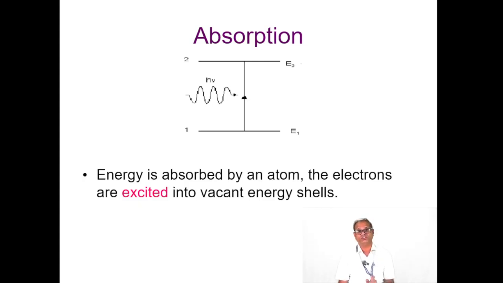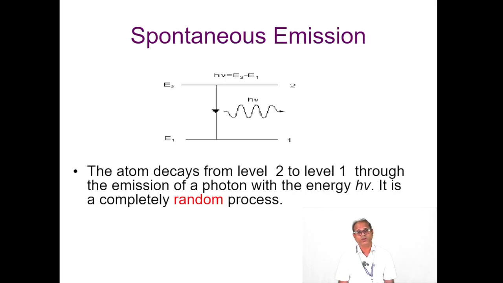Generally this process is occurring at the room temperature, normal temperature, since the number of atoms in the E1 state are greater as compared to the number of atoms in the E2 state, that is in the excited state. So, in the spontaneous emission what happens? Suppose the absorption is occurred and atom is already moved to the higher energy state, that is E2 state.